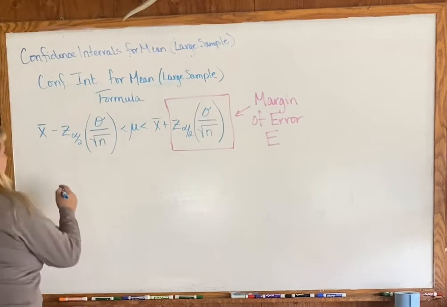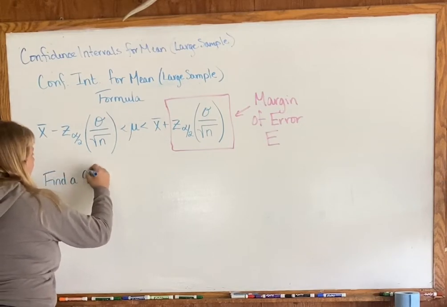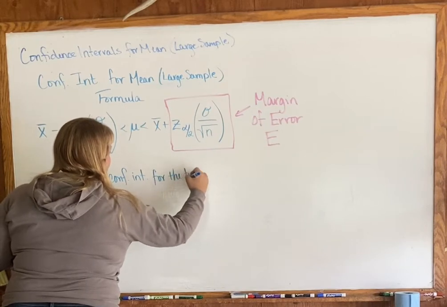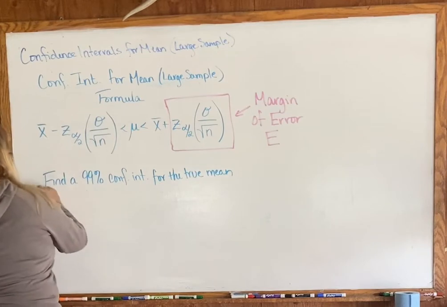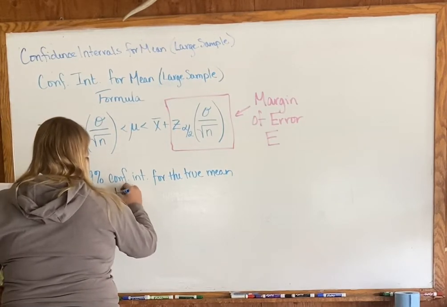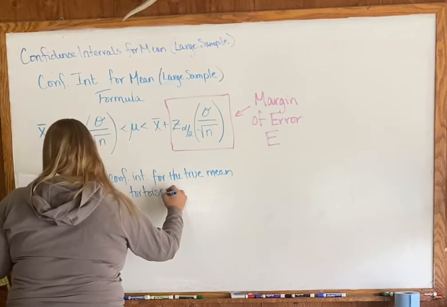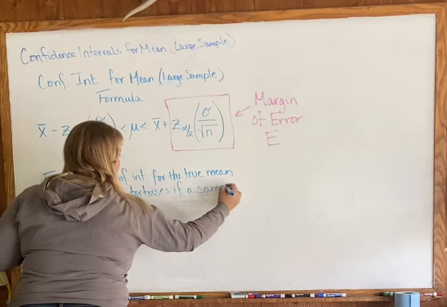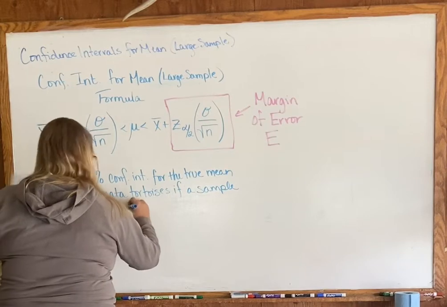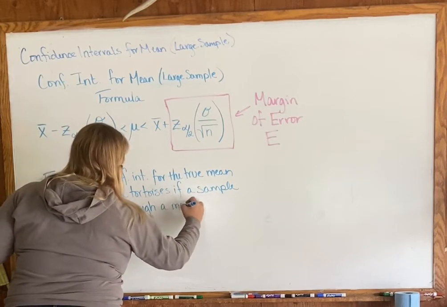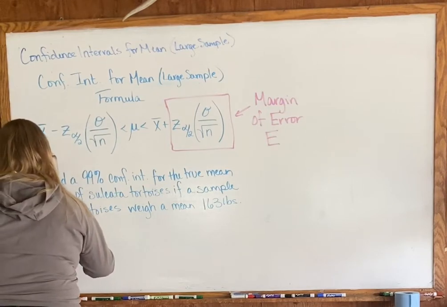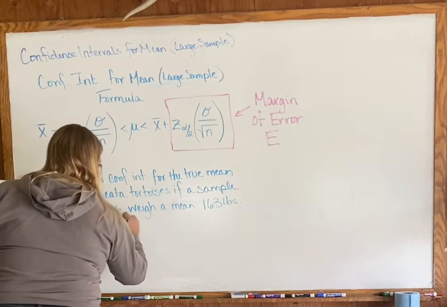Okay, so this one says, find a 99% confidence interval for the true mean weight of sulcata tortoises if a sample of 34 tortoises weigh a mean 163 pounds, and we can say the standard deviation is 13.7.